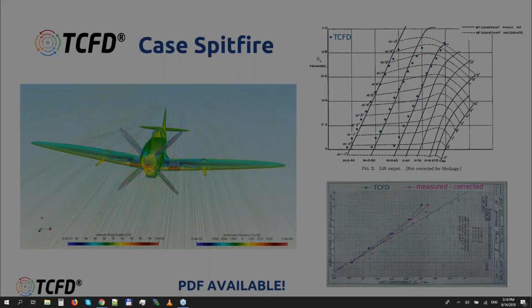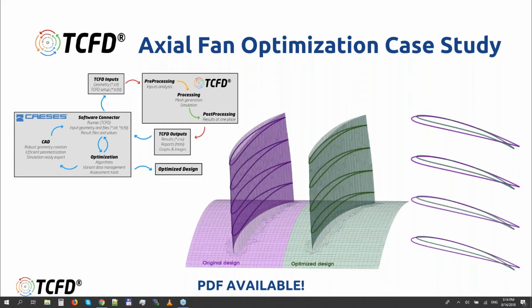And finally, the last case study we did, it's an optimization study. We did this study together with our German partner company Friendship Systems, who developed their product called Cases. Cases is a flexible CAD platform for fast and comprehensive design studies with simulation tools. Together we made a study on fan optimization.